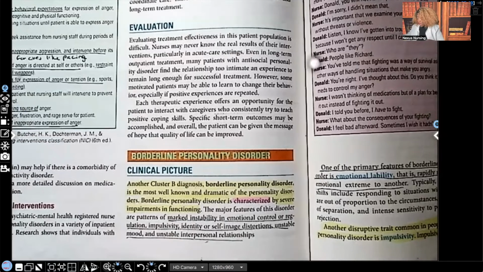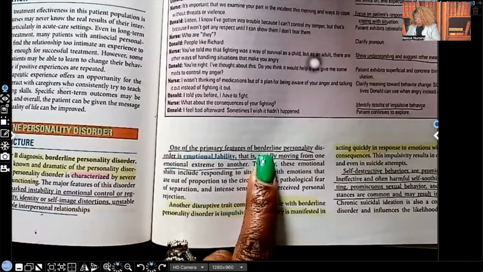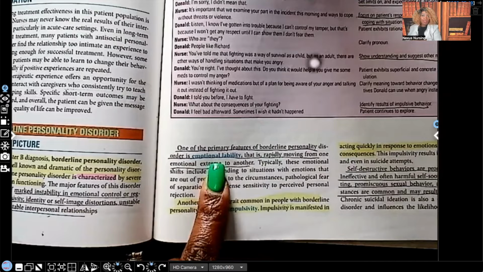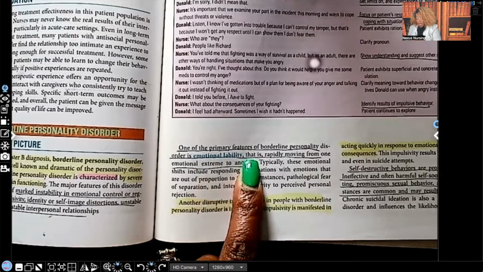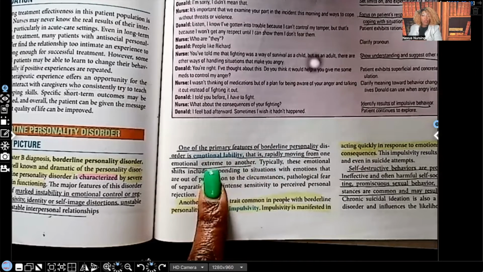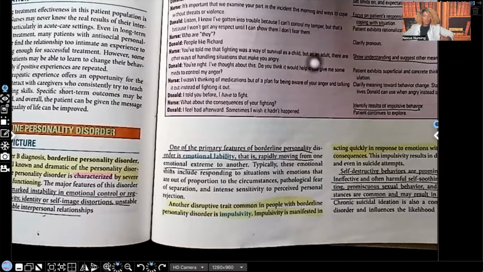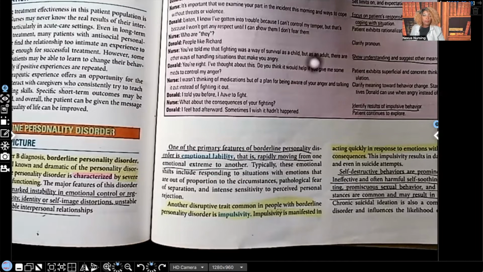Okay, let's keep going. One of the primary features of borderline personality disorder is emotional lability. One second they're happy, then they're crying, then they're happy again, then they're sad. It's like you're on a roller coaster. They have emotional lability that is rapidly moving from one emotional extreme to another. So they're either so happy, they're hugging you, they're kissing you, they love you so much, to they're crying, they hate you, you're the worst person in the world, like that.